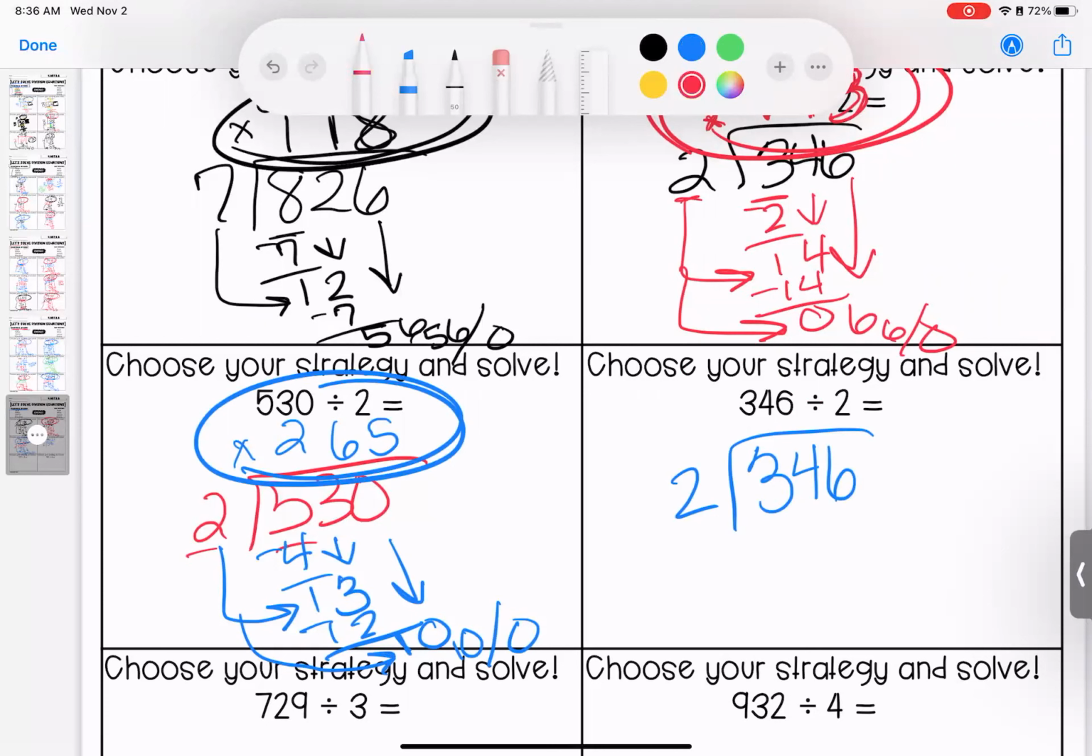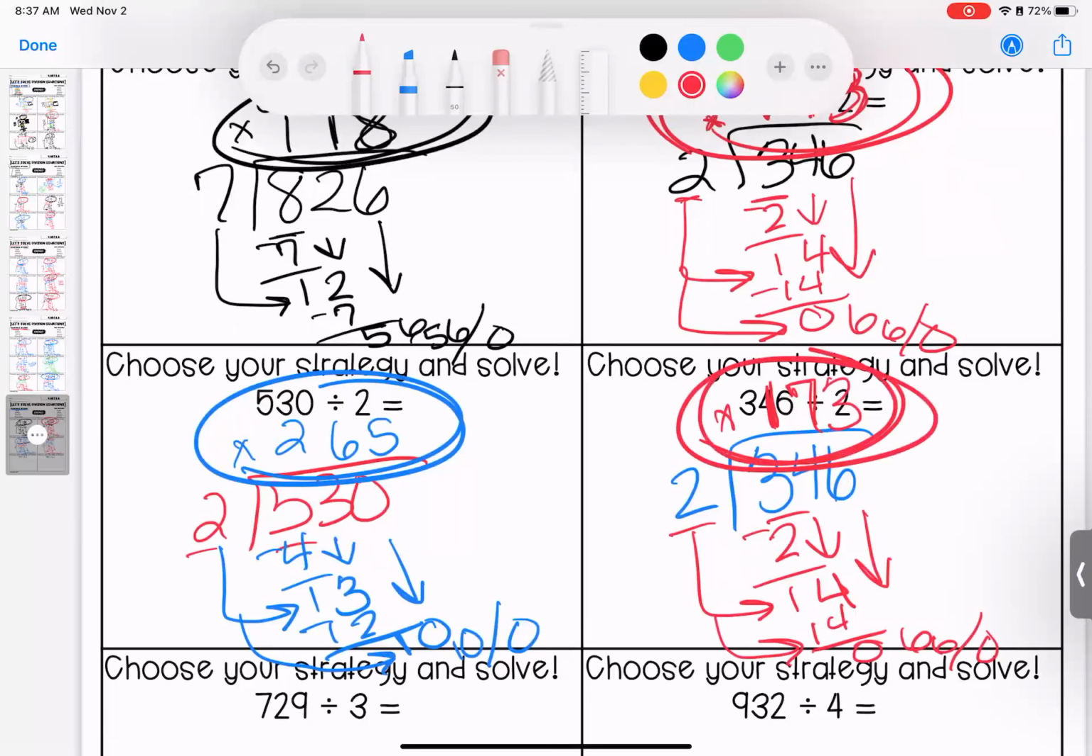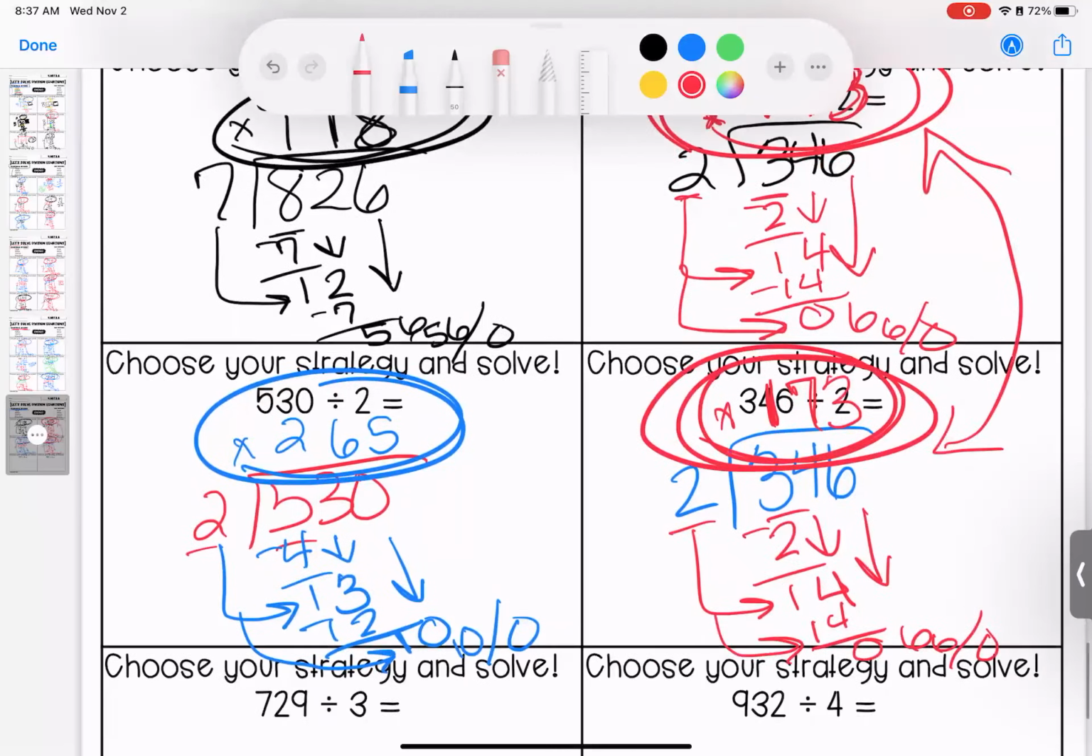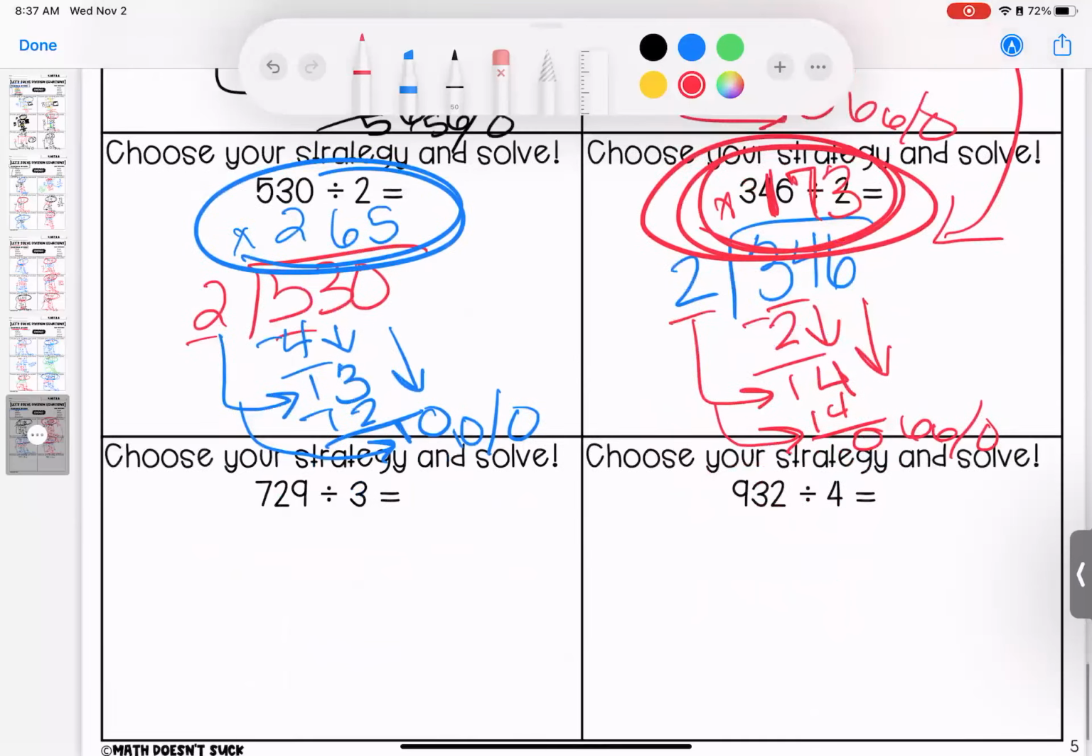All right, 346 divided by 2. Let's do this. Change my color there. There we go. 2 goes into 3 one time. Because 1 times 2 is 2, subtract 3, take away 2 is 1. Bring it on down. 2 into 14, 7 times. Because 7 times 2 is 14. Subtract 14, take away 14 is 0. Bring it on down. 2 into 6 goes in 3 times. Because 3 times 2 is 6. And I'm just now realizing we have a repeat. That's okay. It's always good practice.